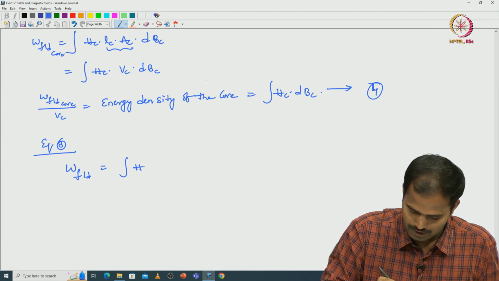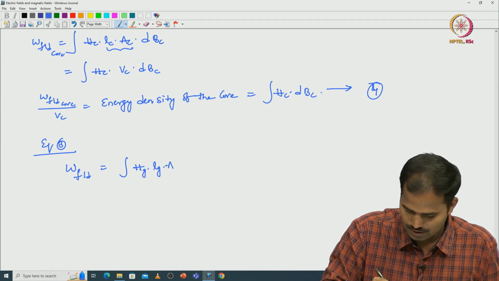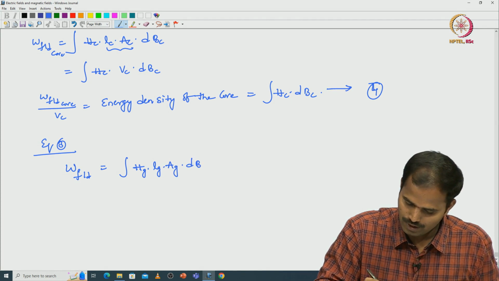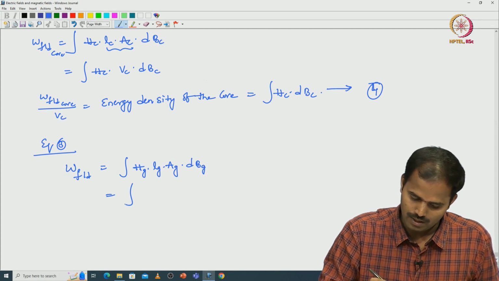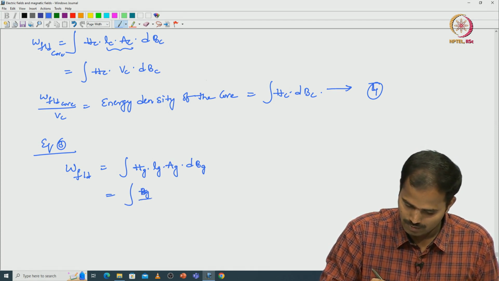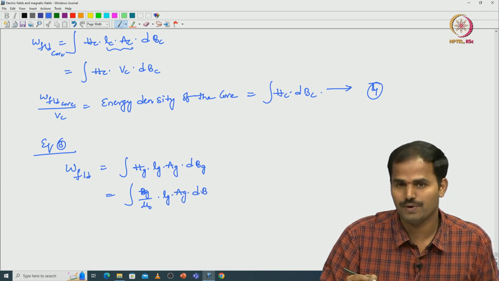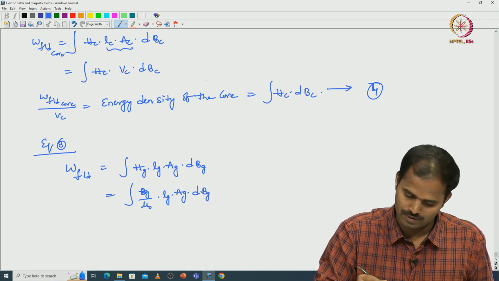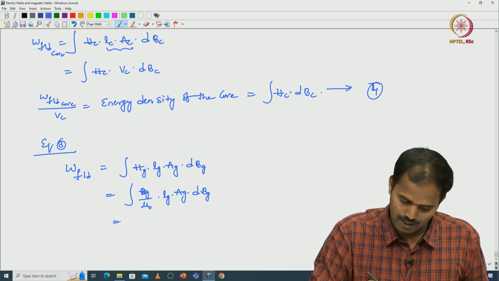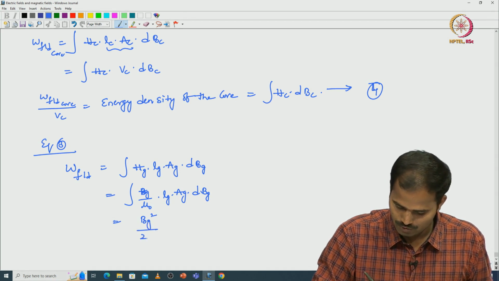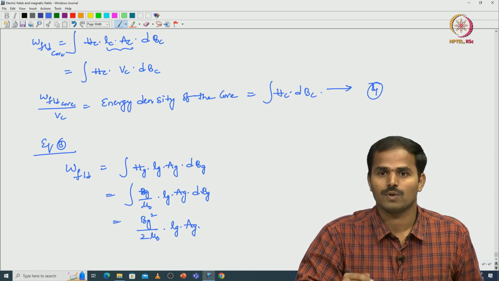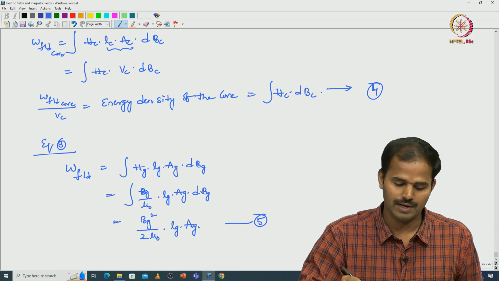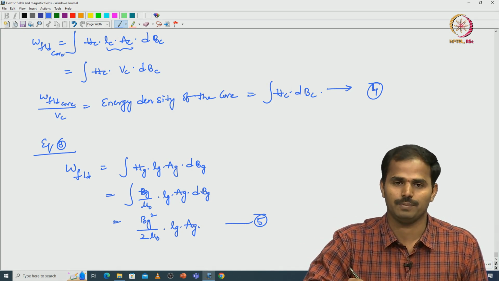So the integral of Hg Lg into Ag into dBg. This integral, Hg is nothing but Bg by mu naught, Lg Ag into the derivative of the magnetic field. So this equation finally results in Bg square by 2 mu naught into Lg into Ag. So this is the field energy at the air gap.